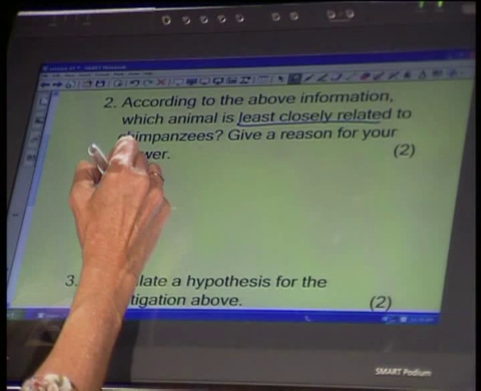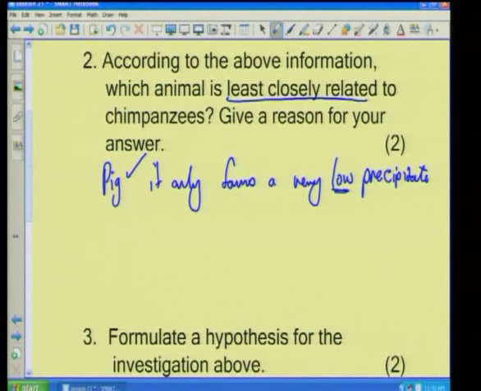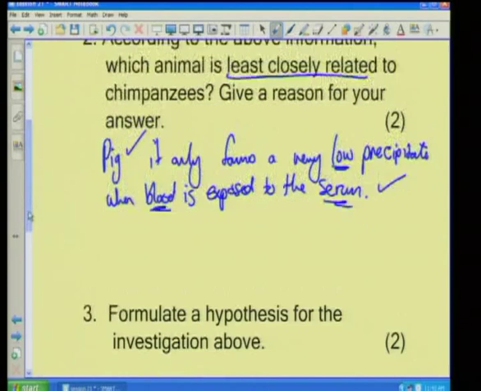Why the pig? It only forms a very low precipitate when blood is exposed to the serum. Or you could say it forms a very low precipitate when the blood and the serum are mixed. But you have to say the word blood and the serum. Okay, so it's a low precipitate when the blood and the serum are mixed. There you go. That's your second mark there.